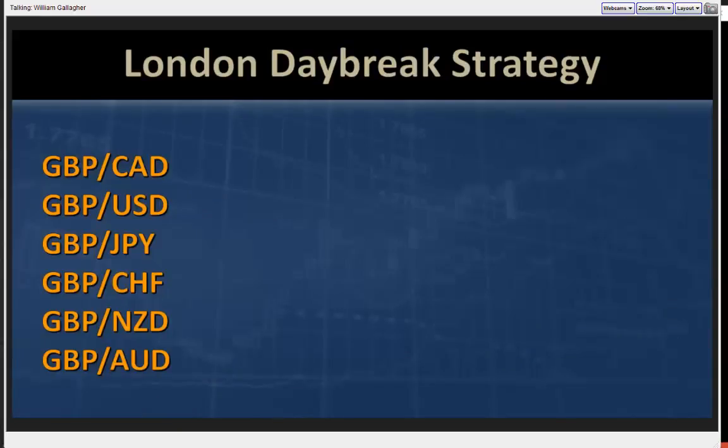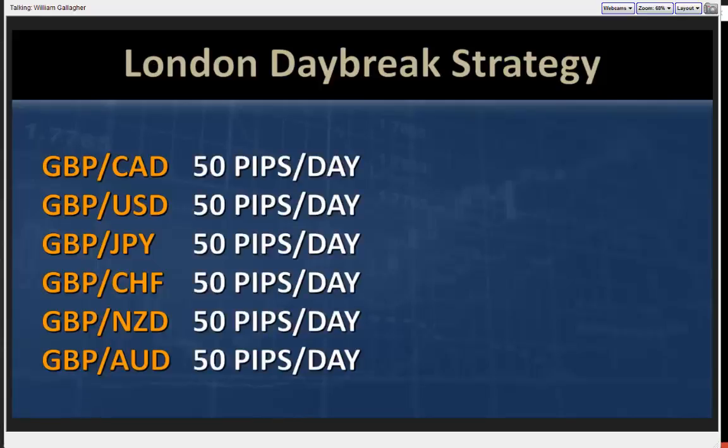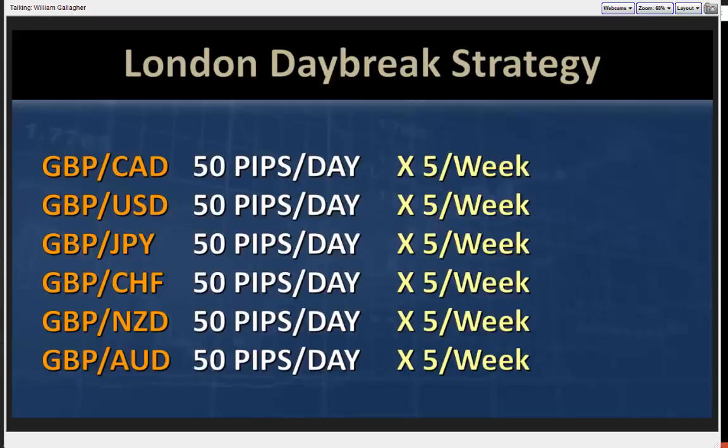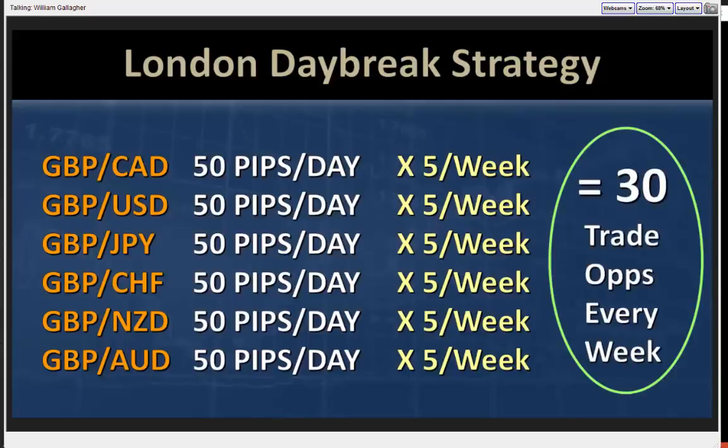We have 6 major currency pairs. These are the ones we're going to be talking about here. We have the Great British Pound Canadian Dollar, GBP CAD, Great British Pound US Dollar, the Great British Pound Japanese Yen, Great British Pound Swiss Franc, Great British Pound New Zealand Dollar, the Kiwi, and the Great British Pound Australian Dollar. As I mentioned, our goal is to go after about 50 pips per currency pair per day. So that means you're going to have an opportunity to trade this 5 times a week, giving you 30 trade opportunities every week here.